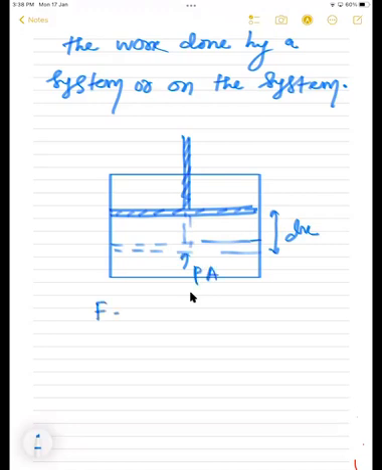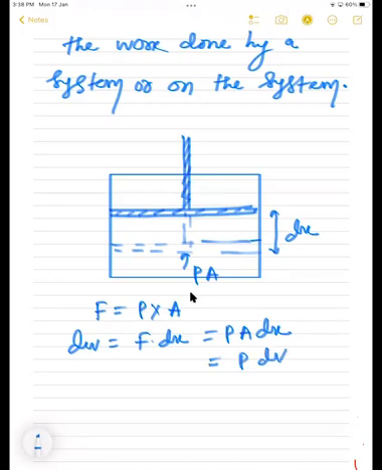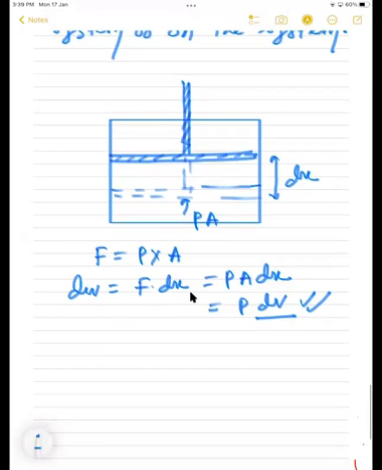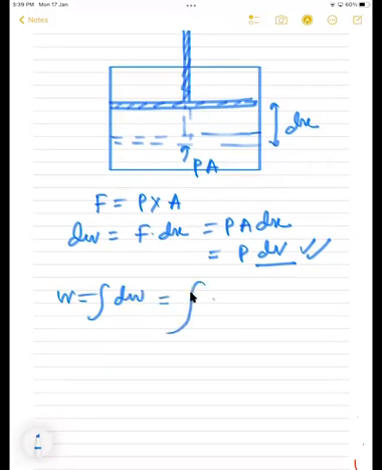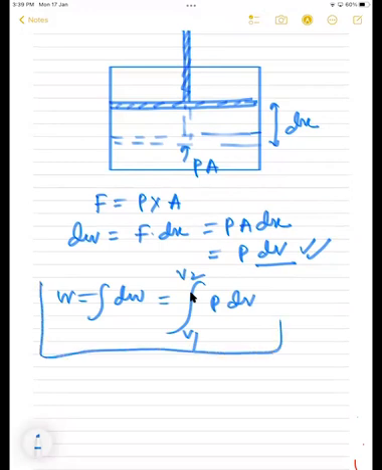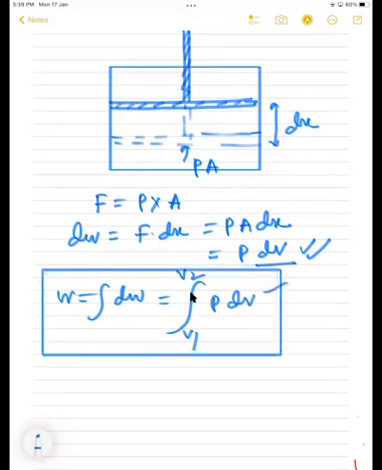And friend, you know force is equal to pressure into area, right? And small work done is equal to F dot dx, students? And in place of F we can write PA dx, can you write or not? And area into dx, that is P into dV. Are you getting this one, students? Area into small displacement dx. So work done W is equal to how much? Work done dW is equal to P dV from V1 to V2. Understood, students?